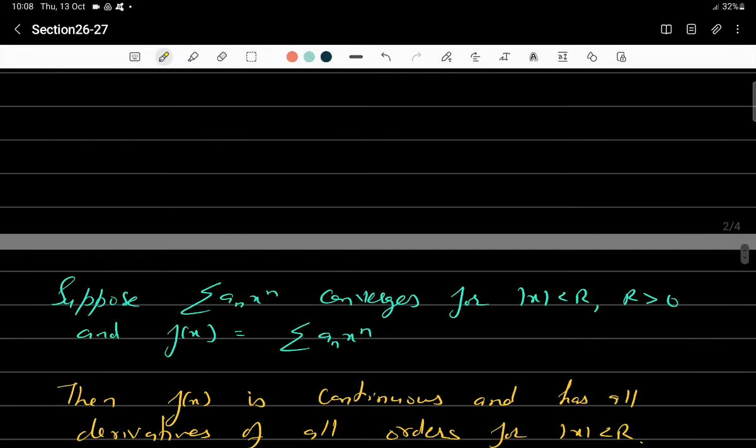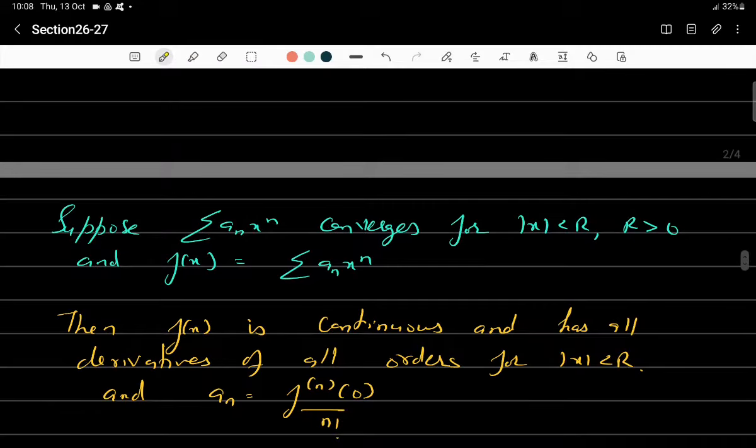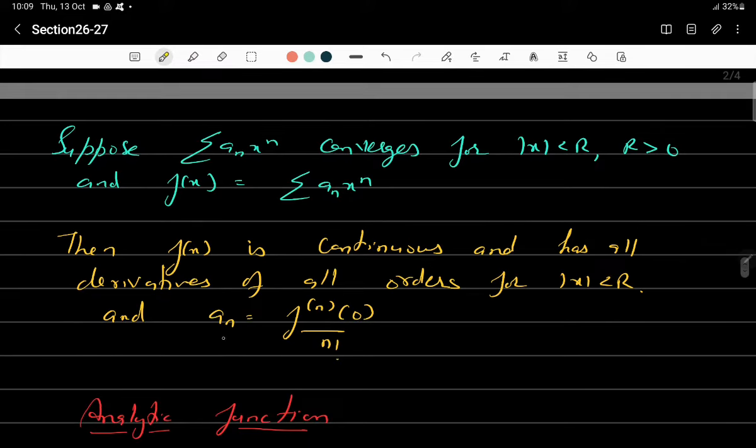So this leads us to the result which says that the series summation a n x raised to the power n converges for mod x is less than r, where r is the radius of convergence, and in that case it converges to any function of x or constant. So f of x is summation a n x raised to the power n. If it happens, then f of x is continuous and has derivatives of all orders, which leads us to compute the value of a n.